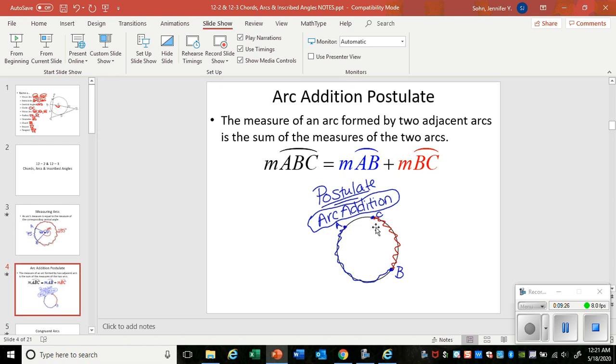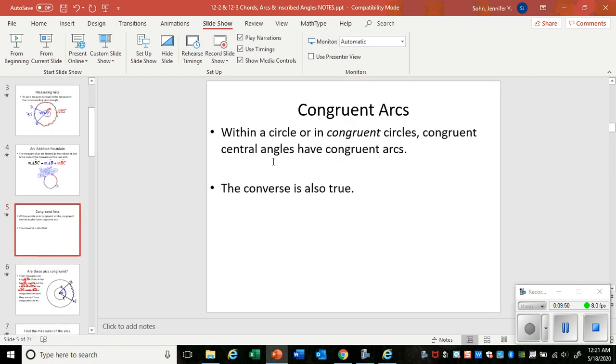So here, arc ABC is equal to arc AB plus arc BC. That's just the arc addition postulate: the measure of an arc formed by two adjacent arcs is the sum of the measures of the two arcs. Congruent arcs: within a circle or in congruent circles, congruent central angles have congruent arcs. The converse is also true.